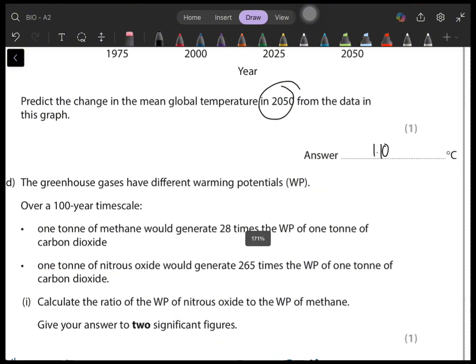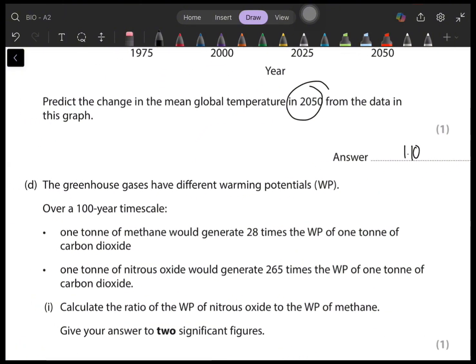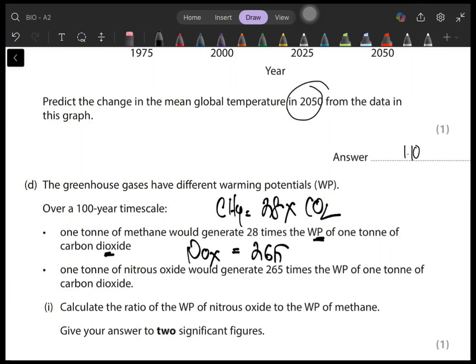The greenhouse gases have different warming potentials over a 100-year time scale. 1 ton of methane would generate 28 times the warming potential of 1 ton of carbon dioxide. So methane is going to be 28 times carbon dioxide, and 1 ton of nitrous oxide would generate 265 times the warming potential of carbon dioxide.